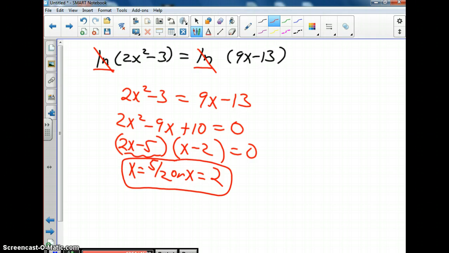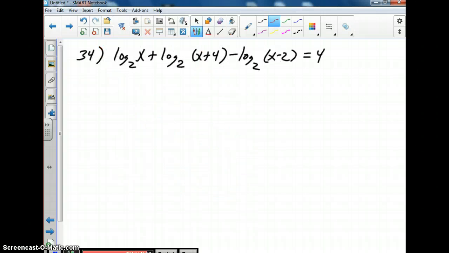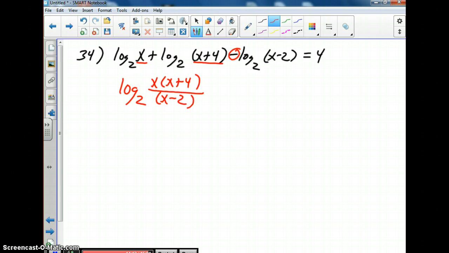So then you have to plug them back in and see if they're good answers. So when we condense, it's going to be log base 2 of x times (x plus 4), divided by (x minus 2), and that all equals the number 4. That's what you had to do yesterday on the test. We get log base 2 of (x squared plus 4x) over (x minus 2), and that equals 4.